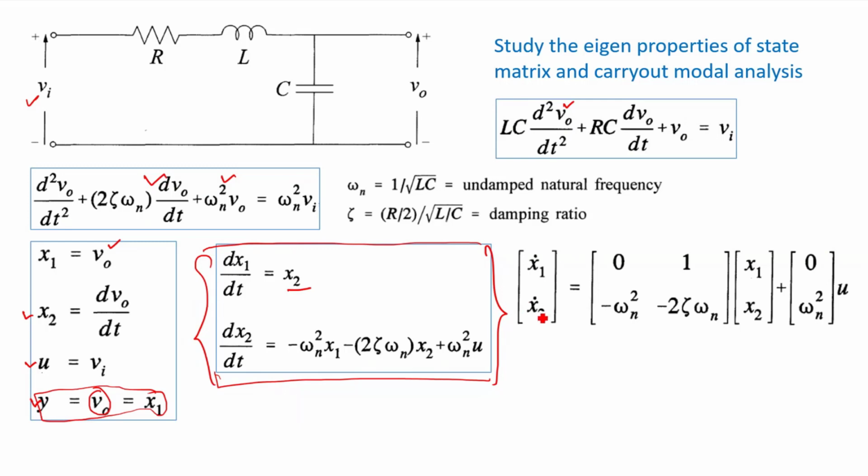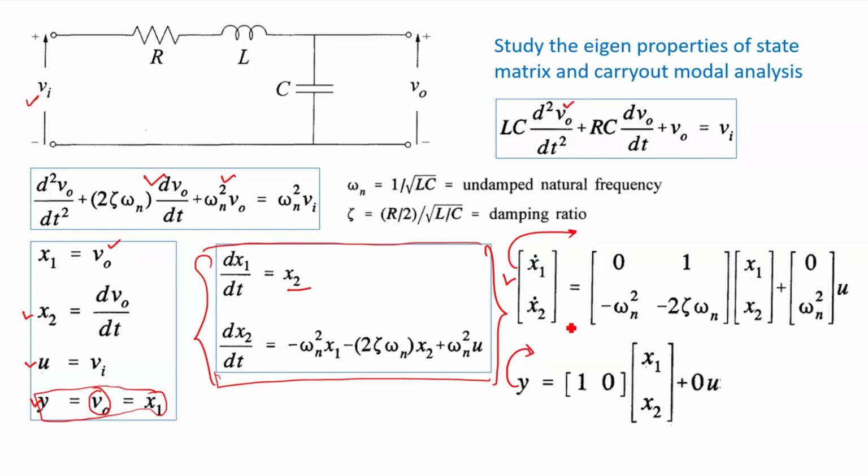So x1 dot, x2 dot will be equal to the matrix [0, 1; minus omega n square, minus 2 zeta omega n] times x1, x2, plus [0; omega n square] u, right? So this is how I can represent these two equations in the state space form. And also y will be equal to [1 0] times x1, x2, plus 0 times u. This is your state vector, this is the derivative of the state vector, and this is your output equation. So both equations are there.